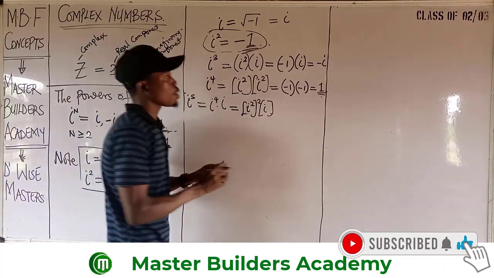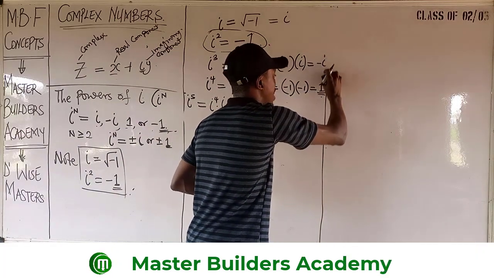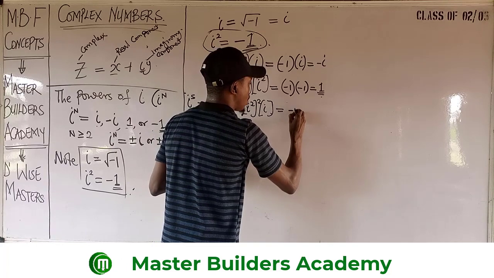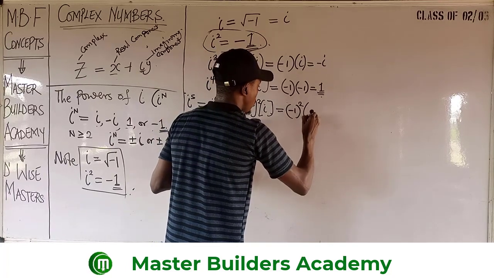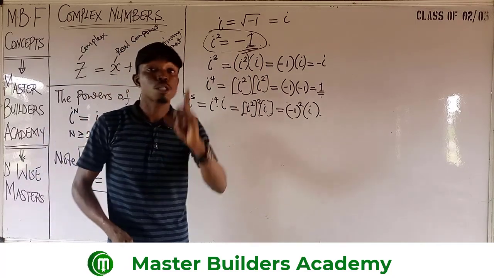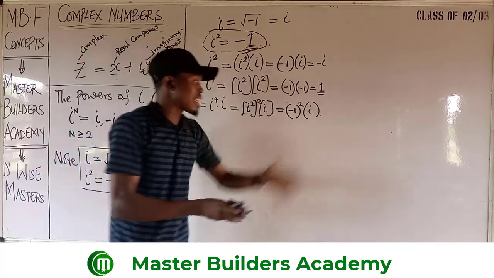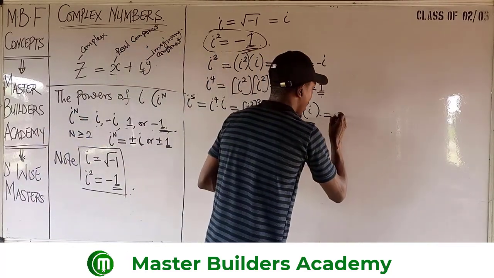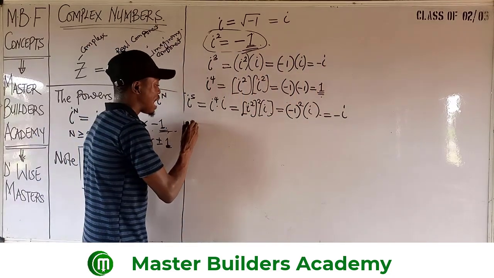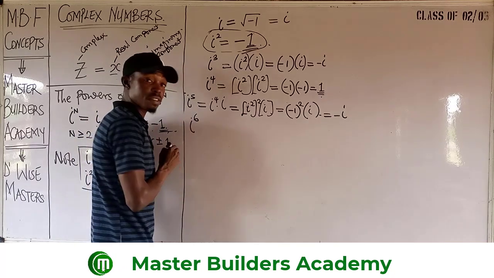And we know that i raised to the power of 2 is minus 1. So we know that this is equivalent to minus 1 squared multiplied by i. And remember that minus 1 squared is positive 1. So 1 times i would give us i. That's it.